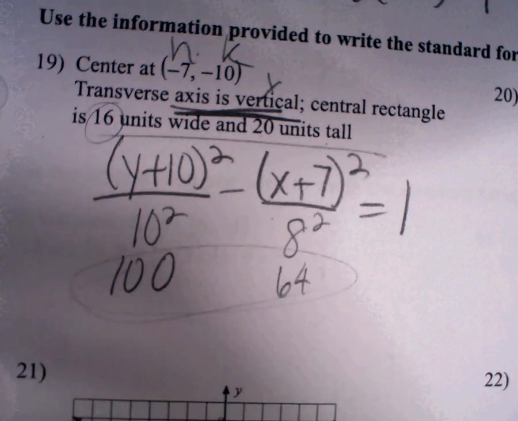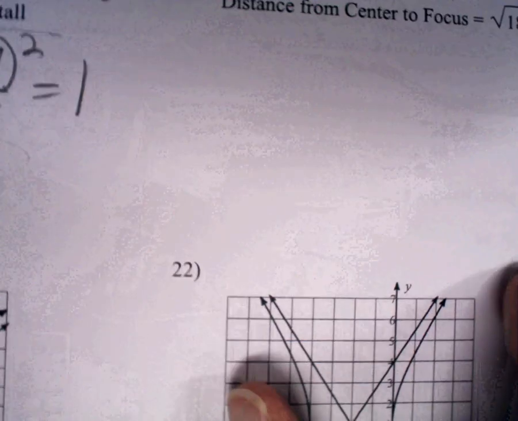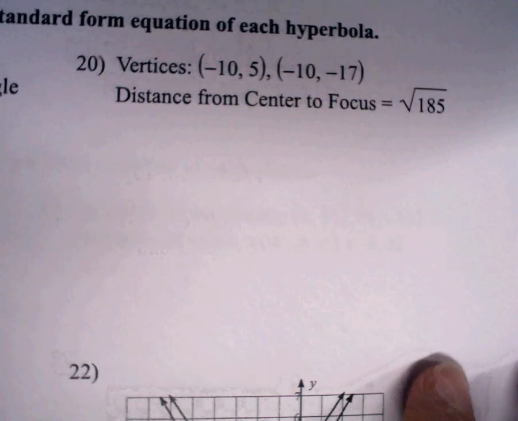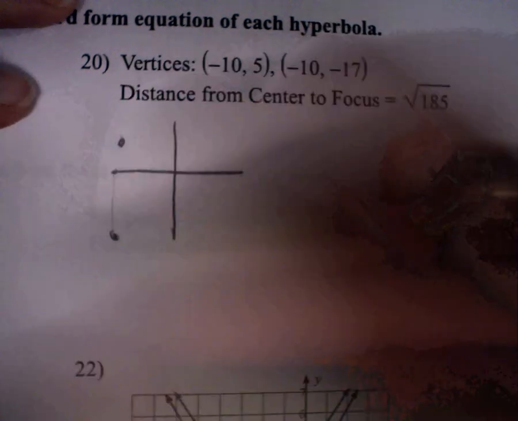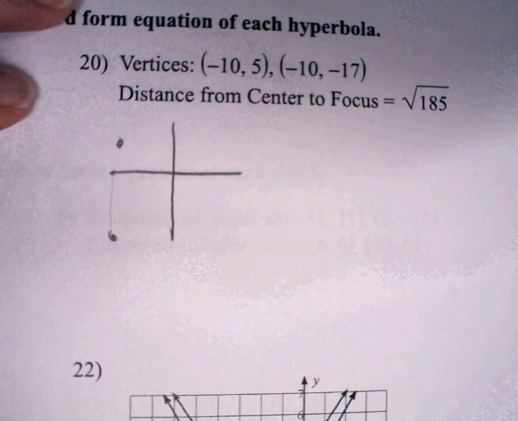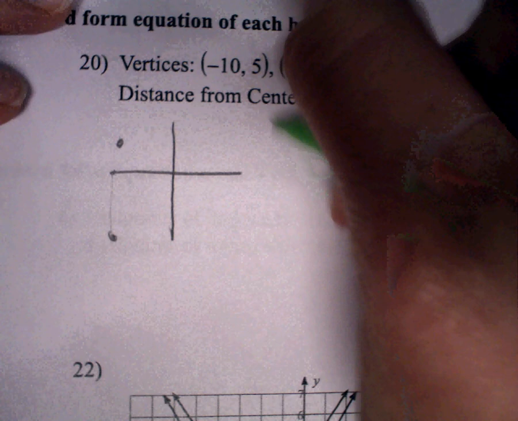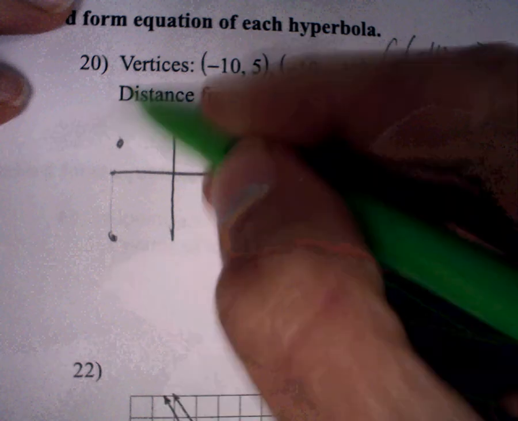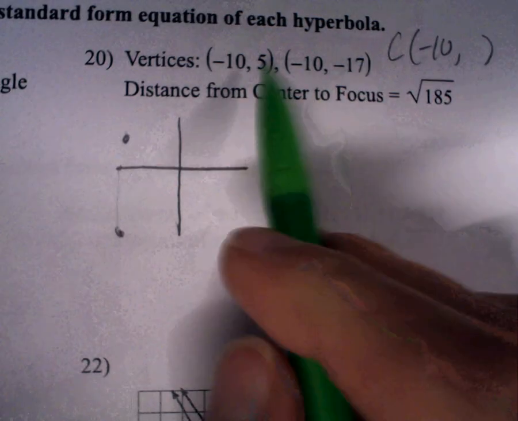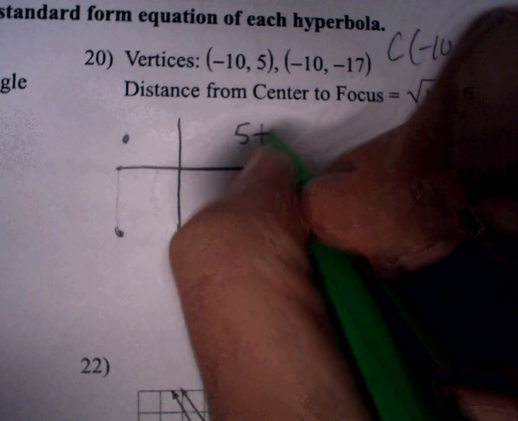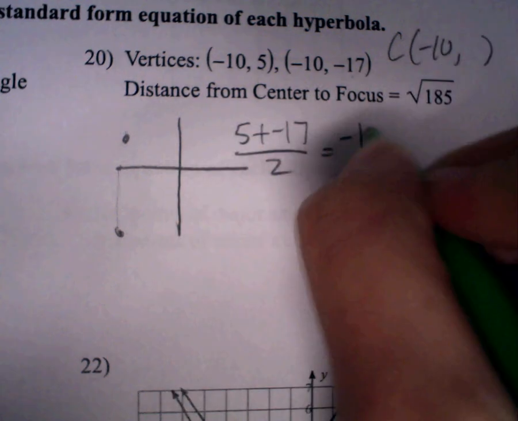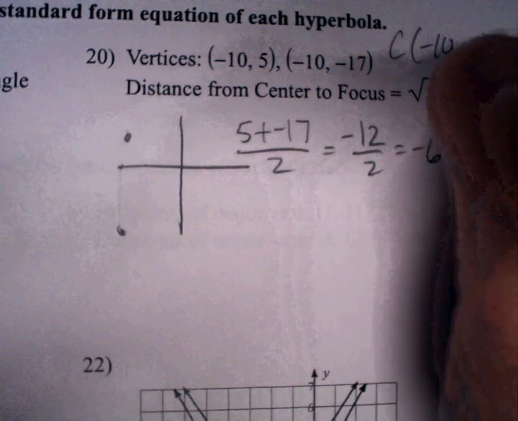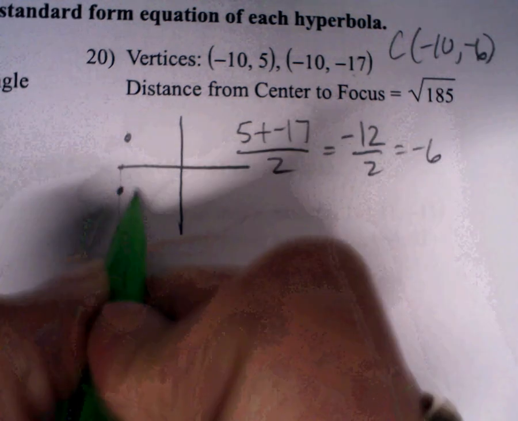Alright, so let's jump to our last one. Our last one is a hyperbola. Let's just sketch this out. Negative 10, 5, negative 10, negative 17. So I need to find my middle. Well, I already know my center is going to be negative 10 something because they're on that same line. So if I take my two values, 5 plus negative 17 divided by 2, negative 12 over 2, negative 6. There's my y value. There's my center of my hyperbola.